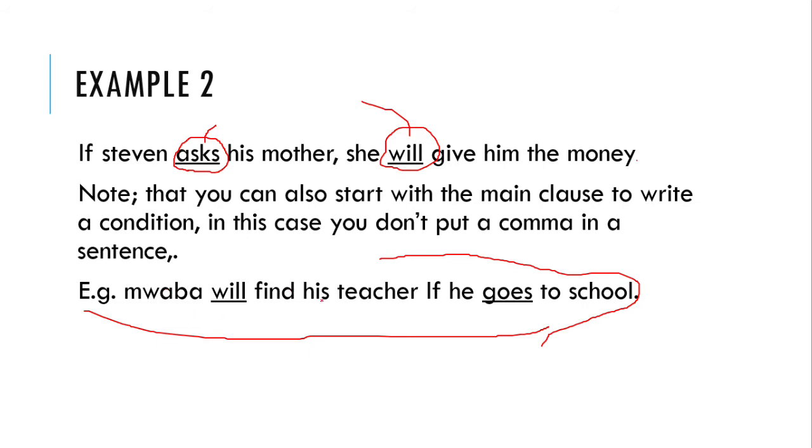It is not even sounding to pause here. Mwaba will find his teacher if he goes to church. It's not pausing. But if we say if Mwaba goes to school, it's pausing. He will find his teacher. It's pausing itself. It's showing that you should put a comma there. That is about the probable or the likely condition.